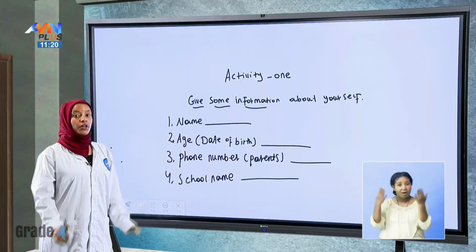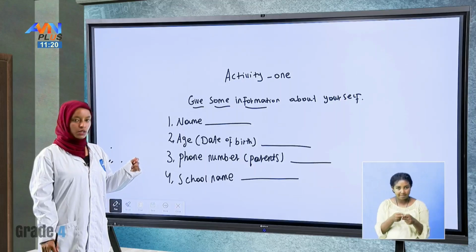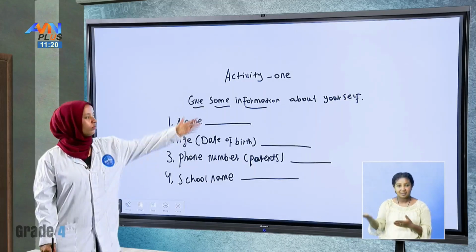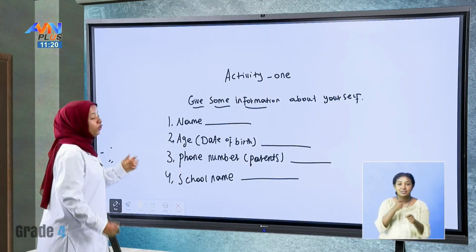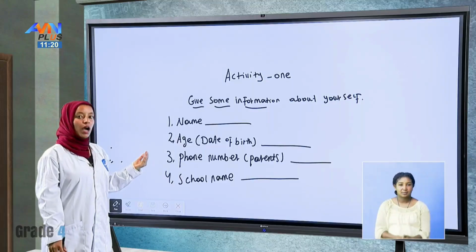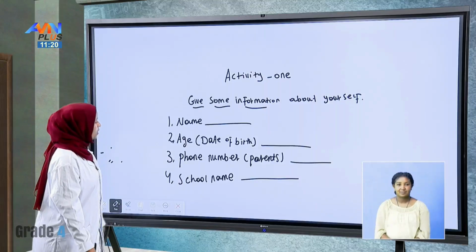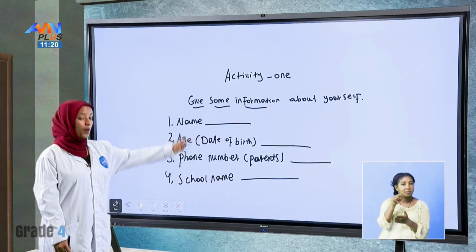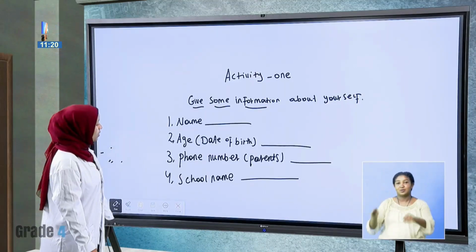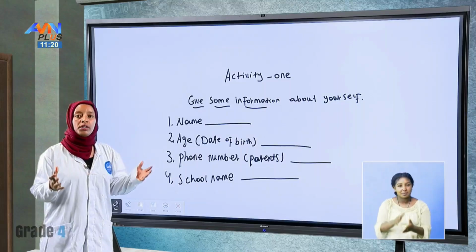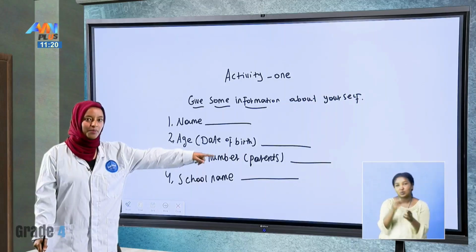Students, I hope you have all finished your activity 1. The first one is your name. Yes, you can say, my name is, and fill the blanks. Bravo, students. Next one is age and date of birth. I was born in, fill the blanks. Bravo, students. The next one is phone number, your parents' phone number. Bravo, students. The next one is school name. Where do you learn now? You can fill the blanks with your school name.